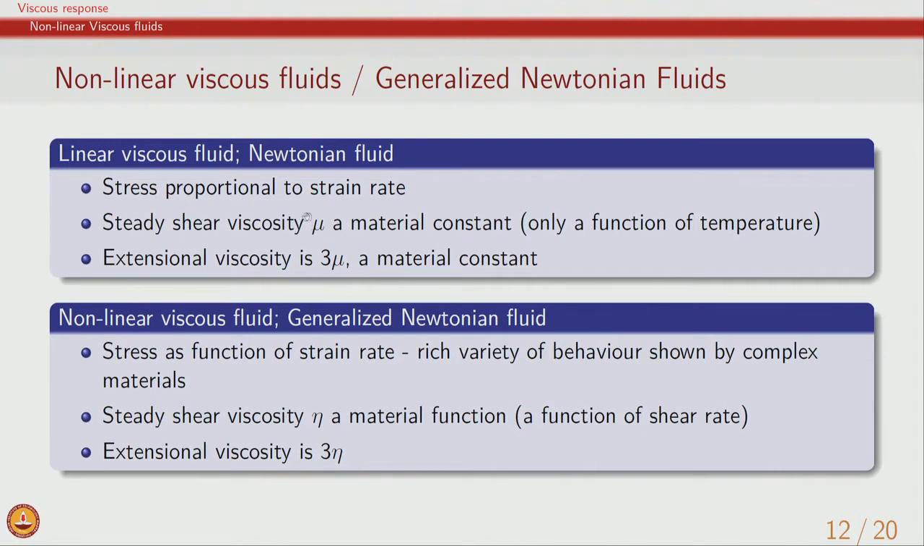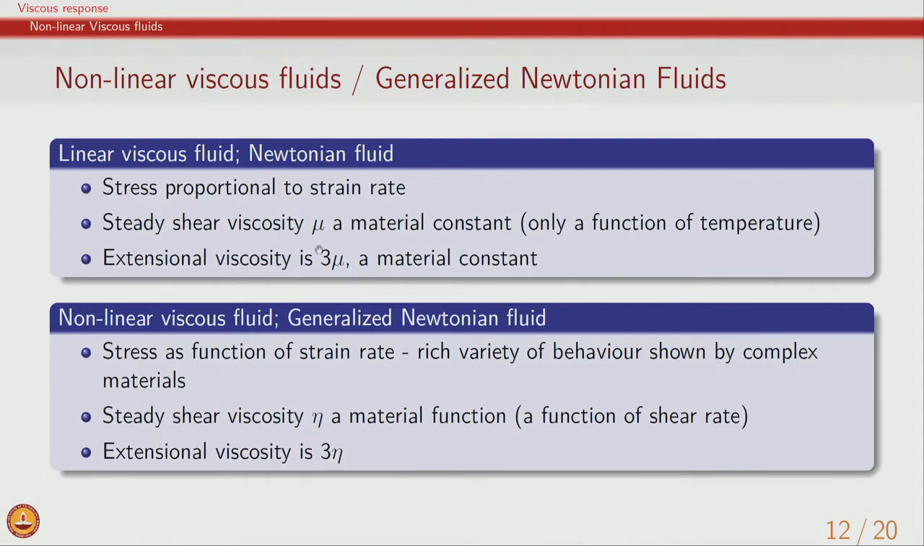The steady shear viscosity mu is a material constant, in fact it is only a function of temperature, and of course pressure, depending on if pressure differences are very high. In this course we are mostly concentrating on incompressible fluids, so pressure dependence does not really arise. However, temperature dependence of viscosity is a fairly strong function. In many of the situations in this course we will discuss isothermal situations. So, therefore, again we will find viscosity to be a constant. We also saw that extensional viscosity is 3 times mu, or the Trouton ratio is 3, and again it is a material constant. For a nonlinear viscous fluid, or generalized Newtonian fluid, again stress is a function of strain rate.